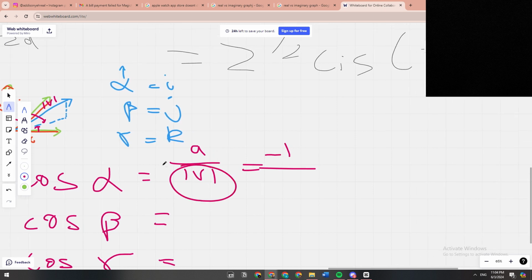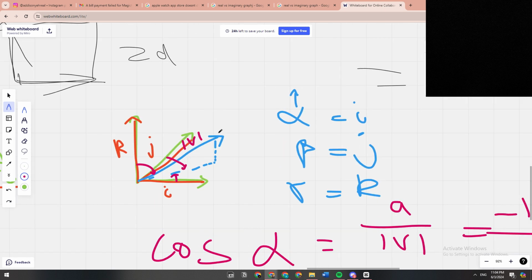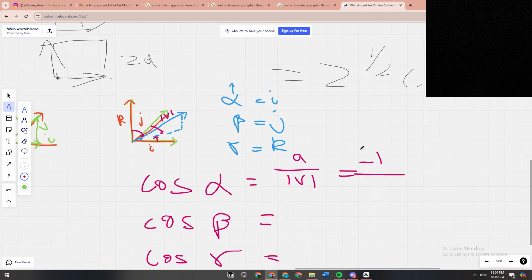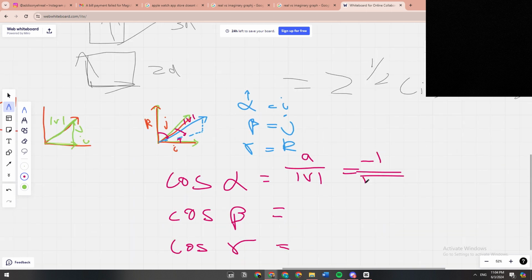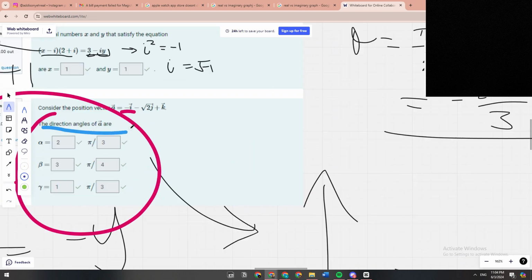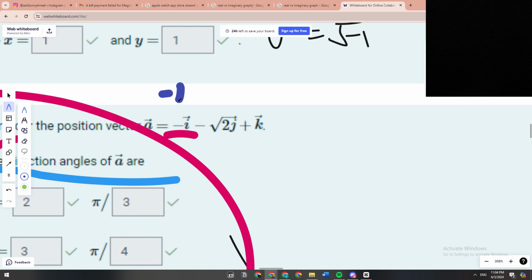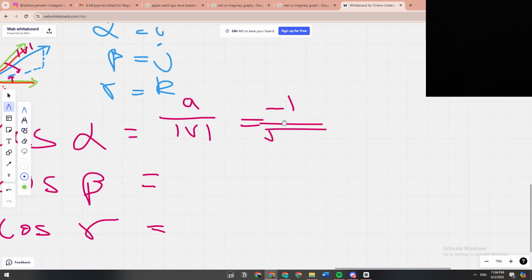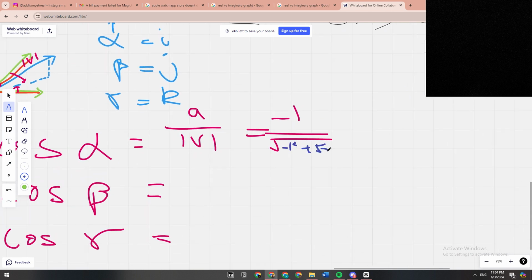I'm going to teach you how to calculate this as well. V is literally the arrow. Super easy, massive Pythagoras. You just take the coefficients of each one. The coefficient for i is -1, the coefficient for j is negative root 2, and for k it is positive 1. So -1 squared plus negative root 2 squared plus 1 squared, which would equal 4, because 1 plus 2 plus 1 is 4. What's the root of 4? It's 2. So this whole equation will equal -1 over 2.